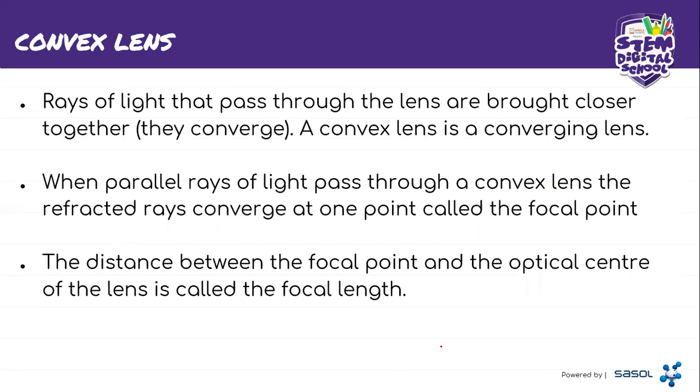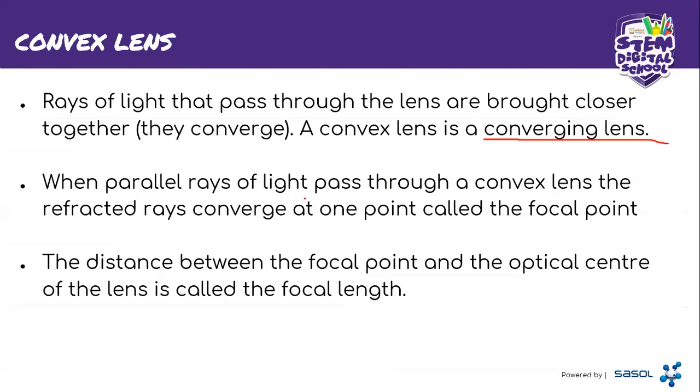Then, this is what I was telling you. The rays of light that pass through the convex lens are brought closer together, so they converge. So a convex lens is a converging lens.